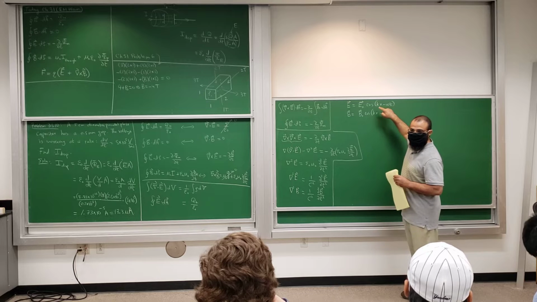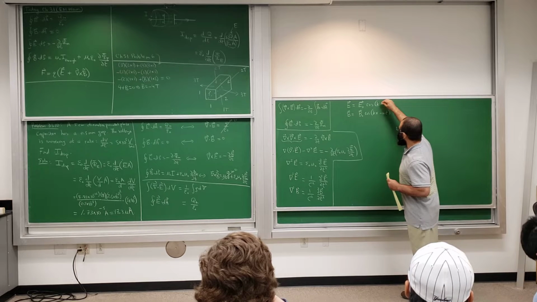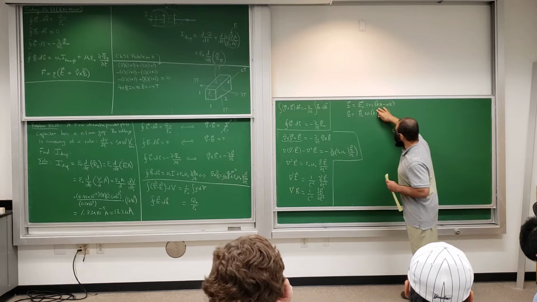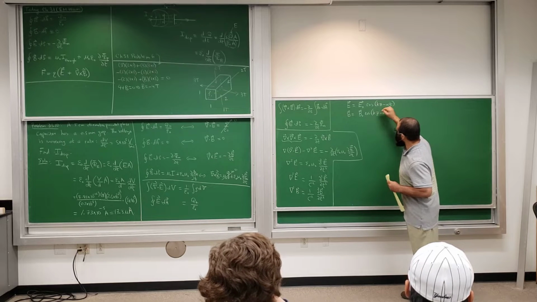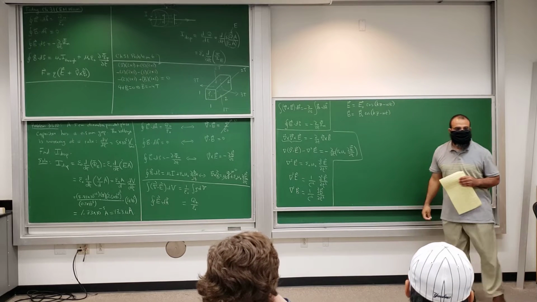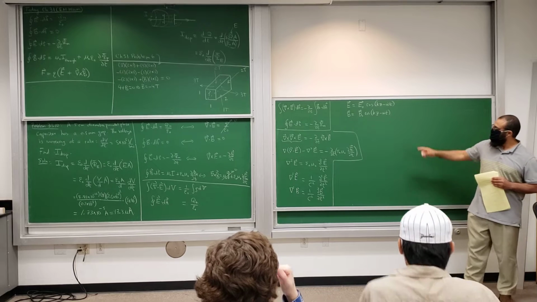I just need to modify one thing. I wanted it to travel in the z direction so that the electric and magnetic fields would have some x and y components. It's just easier to draw them before. So this is z.